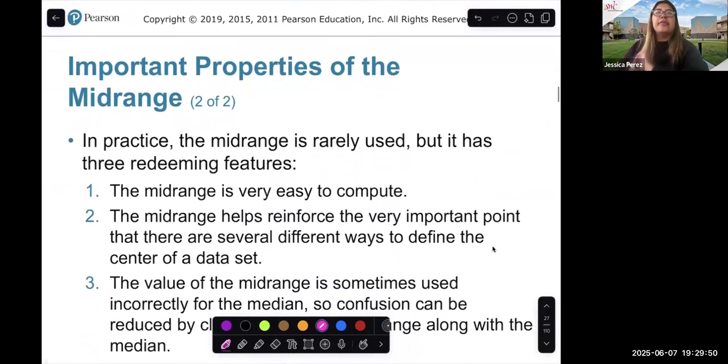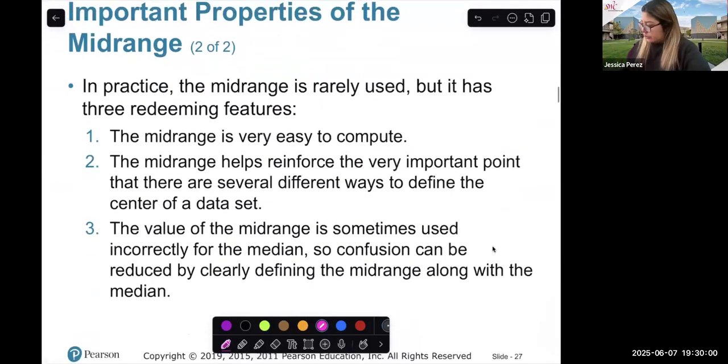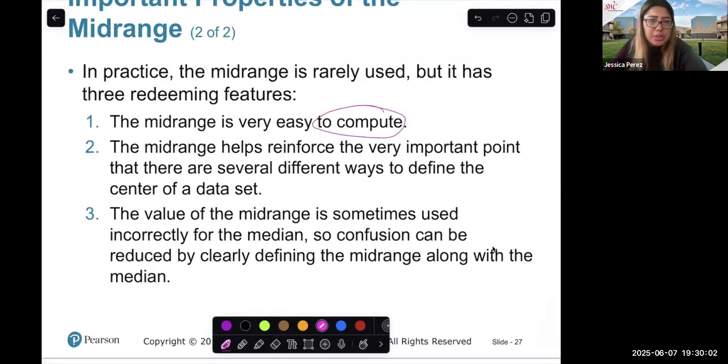What are the important properties of a mid-range? Well, in practice, the mid-range is rarely used, but it does have three redeeming features. And what are those features? Well, one of them is that it's very easy to compute. The mid-range helps reinforce the importance of one point: that there are several ways to define the center of data. The value of the mid-range is sometimes incorrectly used for the median, so confusion can be reduced by clearing up the definition along with the median.